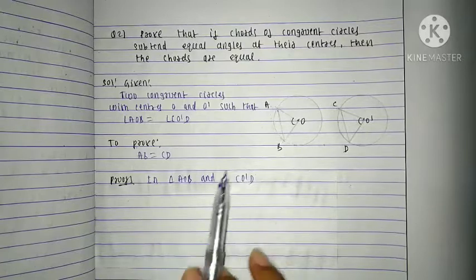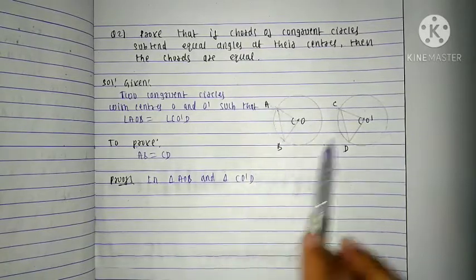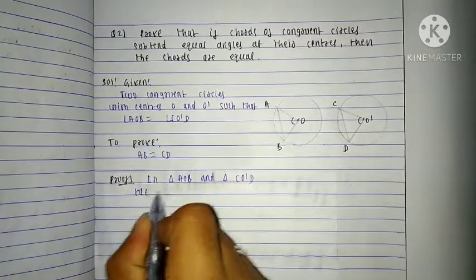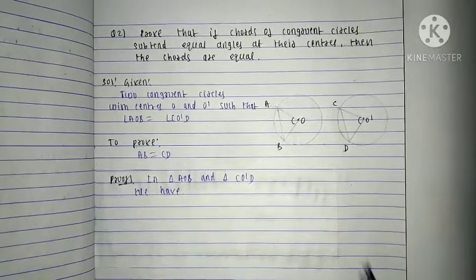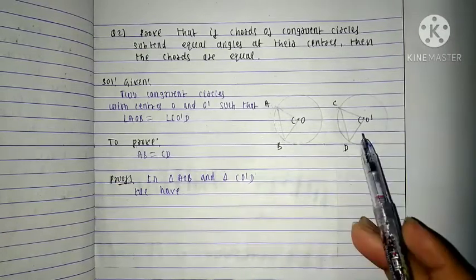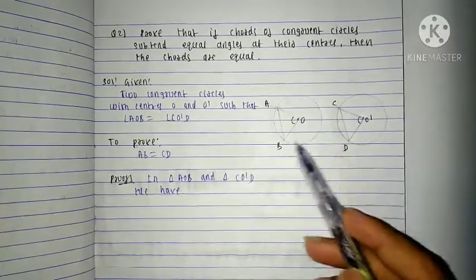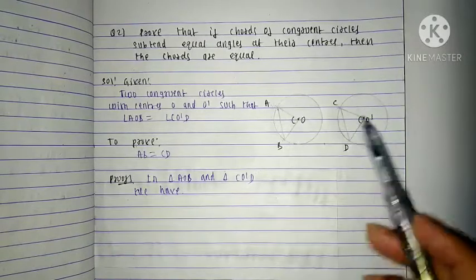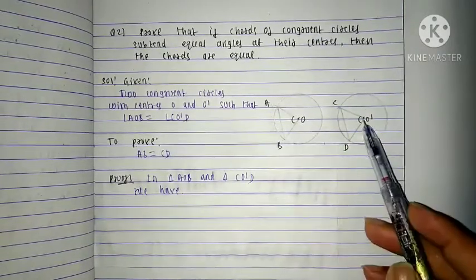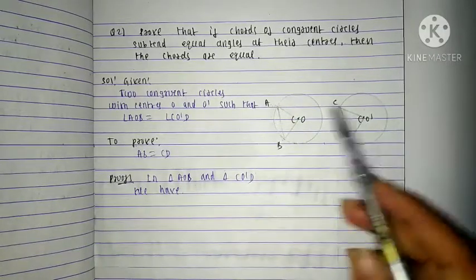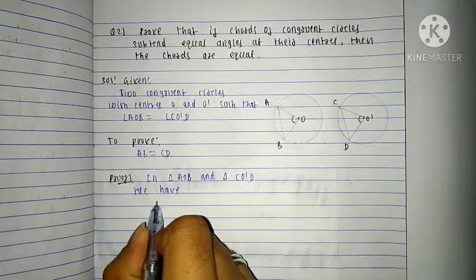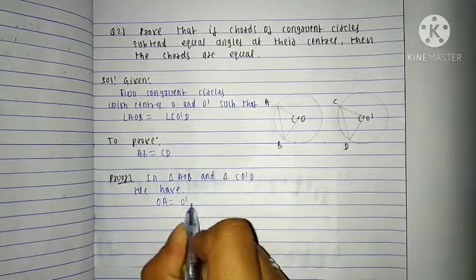In triangle AOB and triangle CO'D, what do we have? Can we write that OA is equal to O'C? Yes, we can write. Why? Because they are the radii of the congruent circles. These two are congruent circles. OA is the radius of this circle, and O'C is the radius of this circle. Congruent means they have equal radius. So OA is equal to O'C.